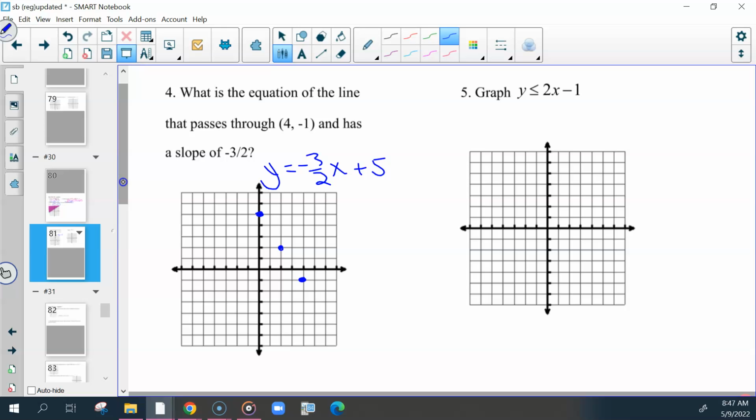Algebraically, you could have used your point slope formula and put that in. That's what your y-intercept is. So when we went backwards, that's where we ended up.